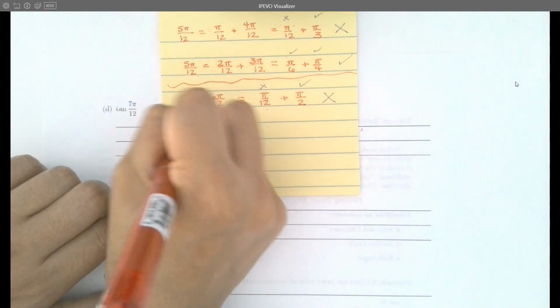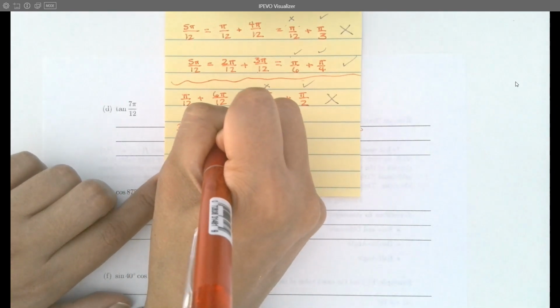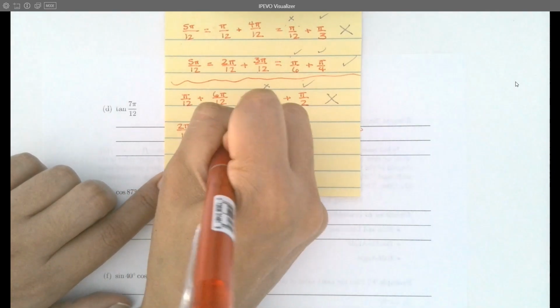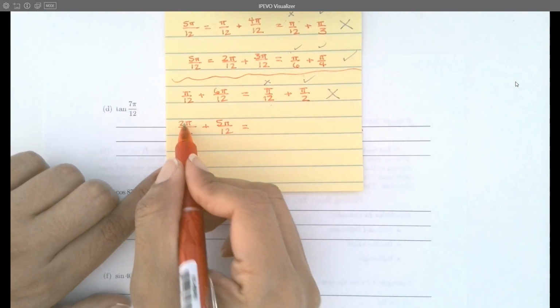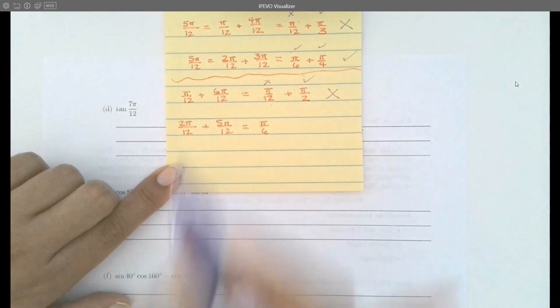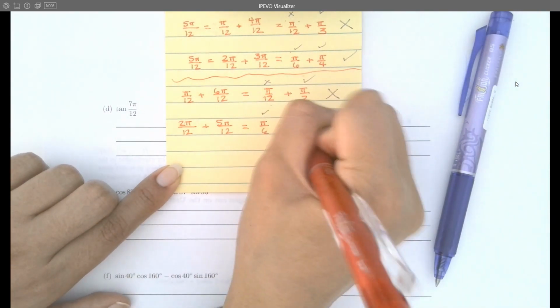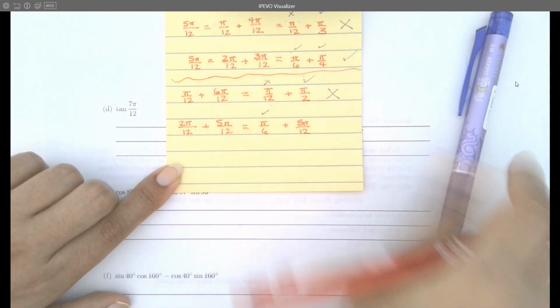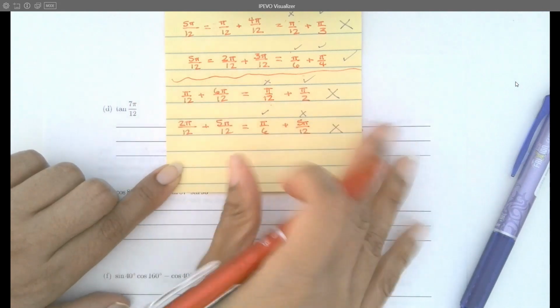The next one to try is maybe 2 pi over 12 plus 5 pi over 12. Now in this case, the 2 pi over 12 reduces down to pi over 6, which is on the unit circle, but the 5 pi over 12 does not reduce, and that is not on the unit circle. So that means we don't use this option.